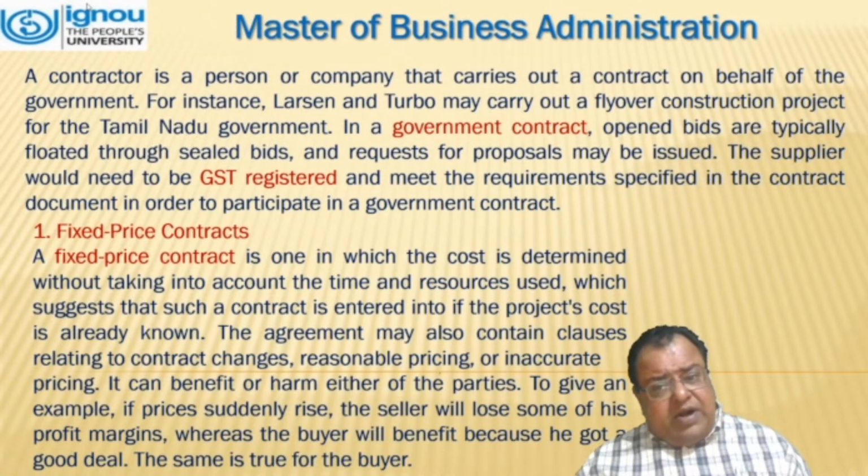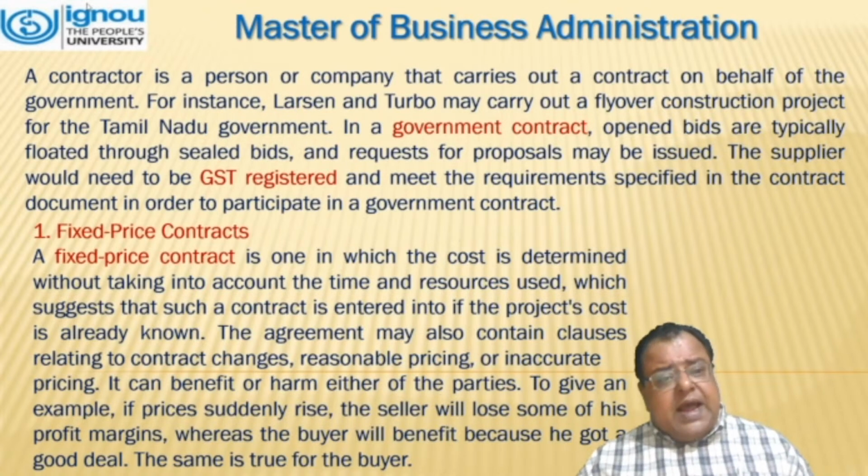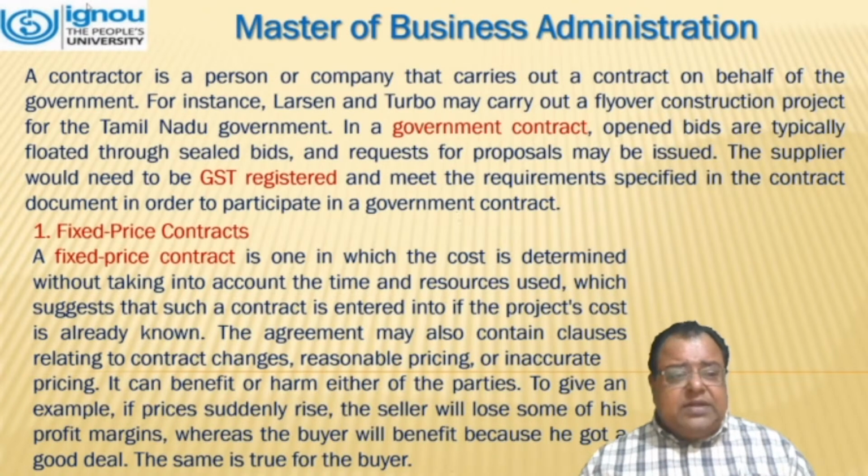In a government contract, open bids are typically floated through sealed bids and requests for proposals may be issued. The suppliers would need to be GST registered and meet the requirements specified in the contract document in order to participate in a government contract. Fixed price contracts.